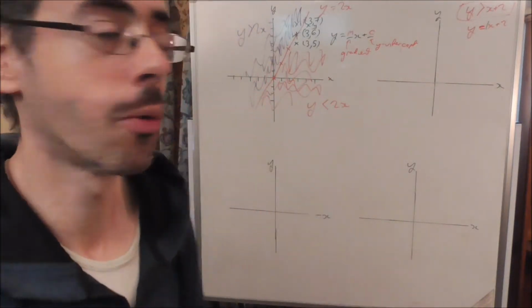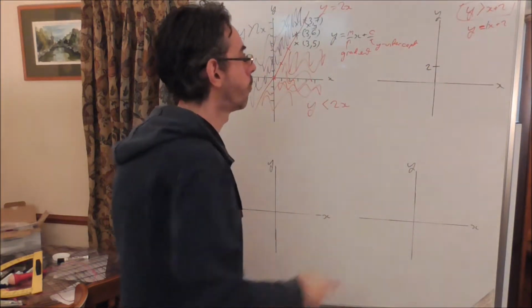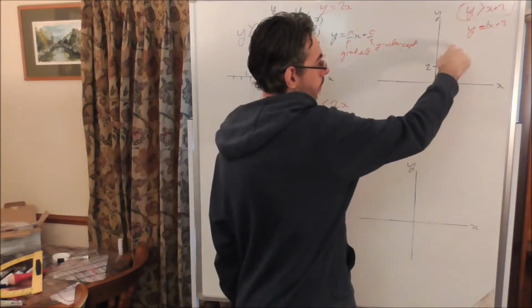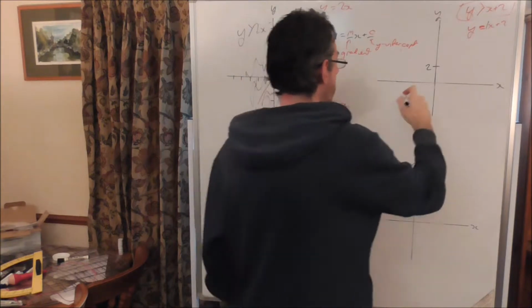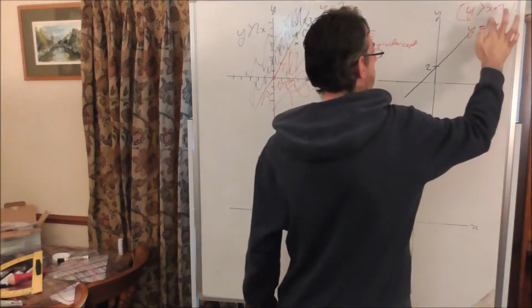That means it goes through 2 on the y-axis, so we can use that as a starting point. It goes through 2. And the gradient of 1 just means it goes right 1 up 1, right 1 up 1, right 1 up 1. So it's a diagonal line going through 2 on the y-axis. So this is y equals x plus 2.